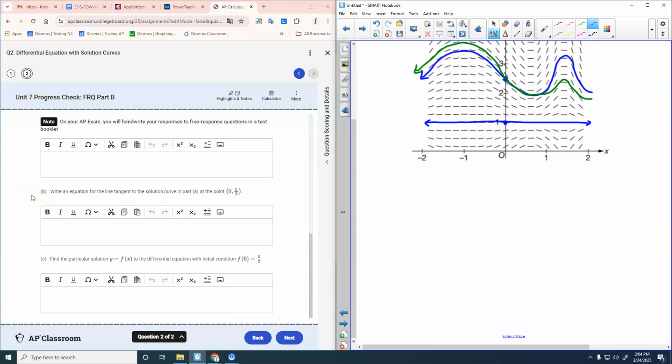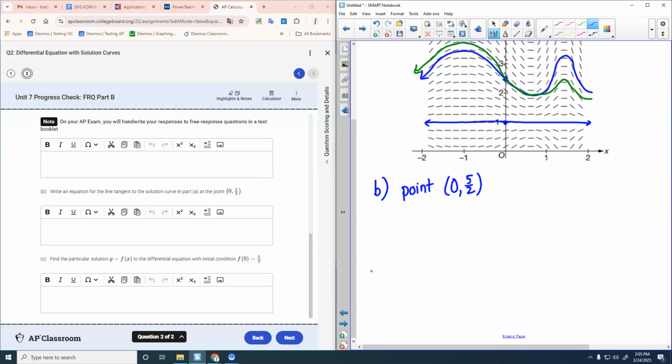All right, B says write an equation for the line tangent to the solution curve in part A at the point 0, 5 halves. So a tangent line is not solving a differential equation. When they give you a differential equation, it's usually the last part that's asking you to solve that differential equation. So here they're asking for a tangent line. They have already given us the point. The point is 0, 5 halves, so we do not have to do that part.